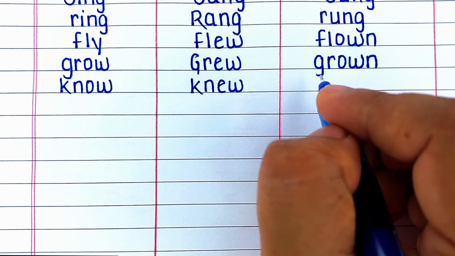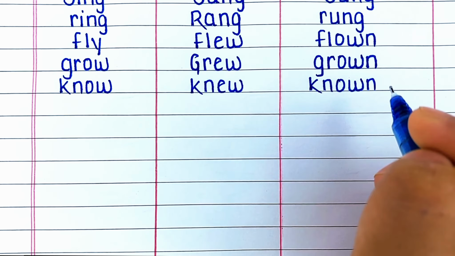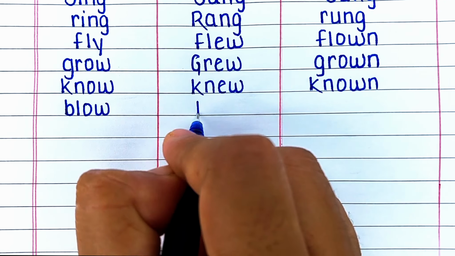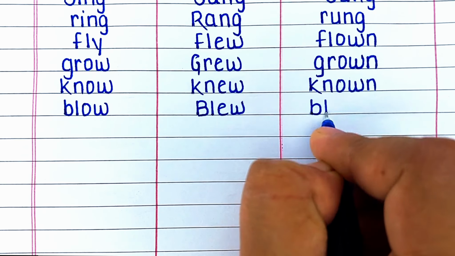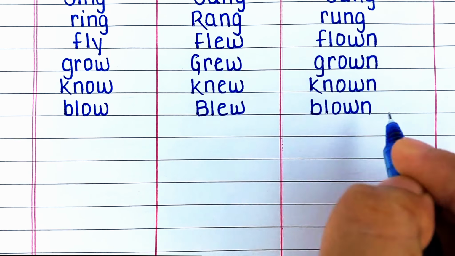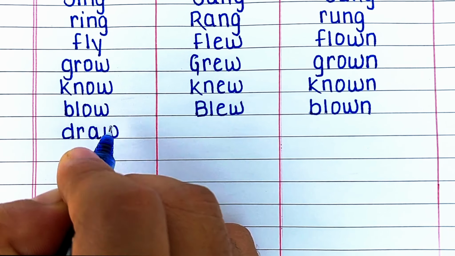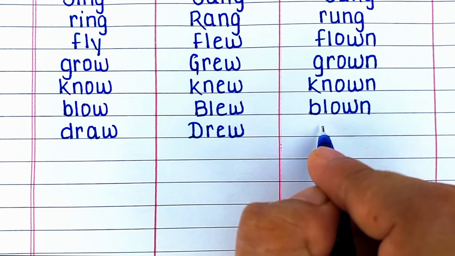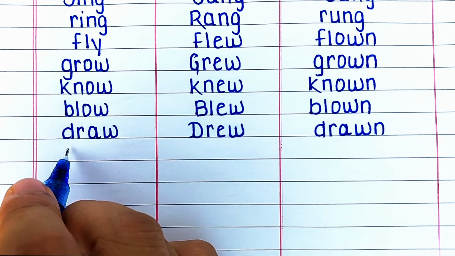Next verb is know. Its V2 form is knew and V3 form is known. Next verb is blow. Its V2 form is blew and V3 form is blown. Next verb is draw. Its V2 form is drew and V3 form is drawn.